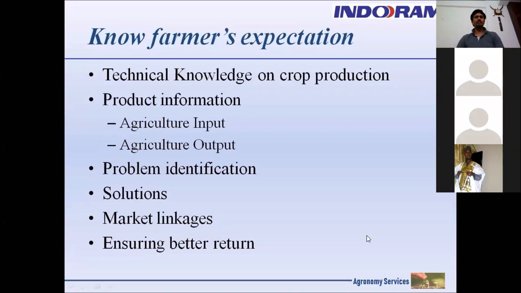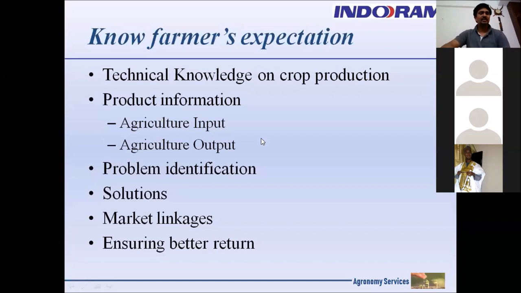If we talk about the farmer, what is he expecting from you? The technical knowledge on crop production. He is good at doing the farming. He is doing his practices as he learned from his ancestors. So your role is to provide the right information which helps them ensure better return. Like which crop is good for growing in that particular area, what variety is performing in that particular area, and what is the market demand. And he should plan his crop as per the market demand.